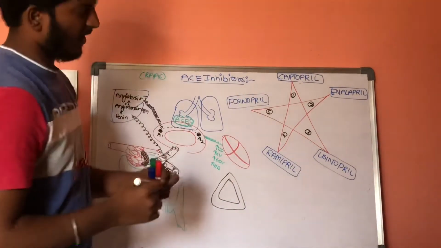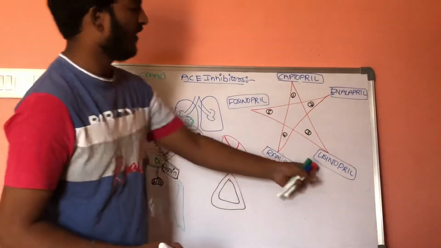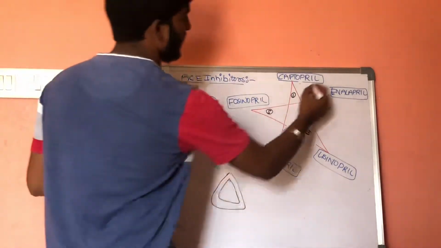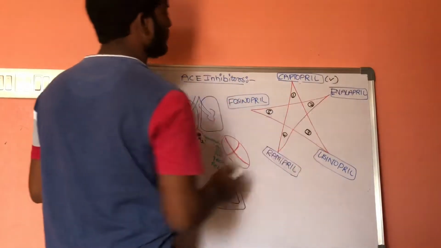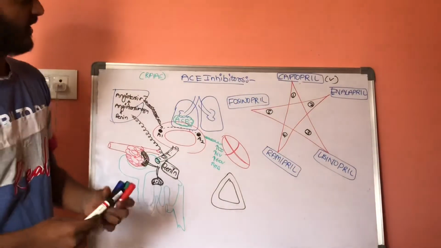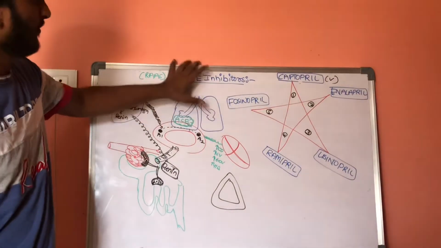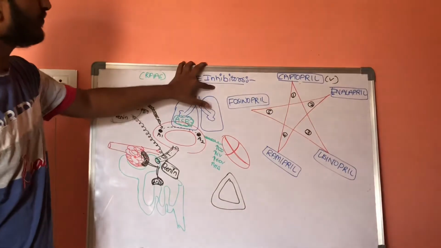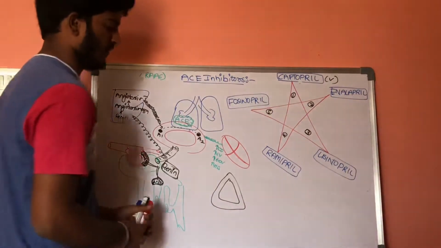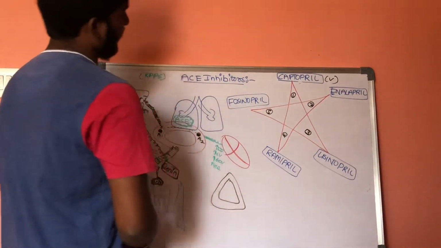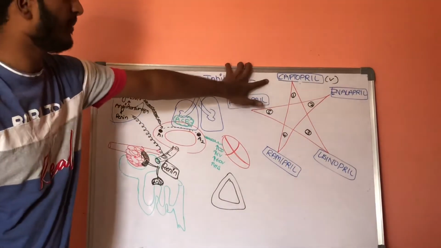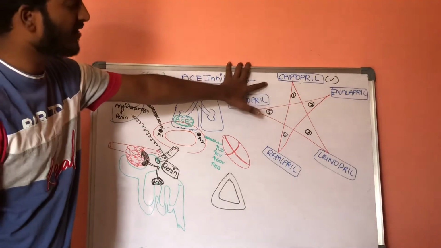When compared to all these 5 drugs, the first line drug which can be used is captopril. This is a majorly used drug in case of congestive cardiac failure as ACE inhibitors. Now, we have discussed the uses of captopril, and there are certain side effects of captopril.